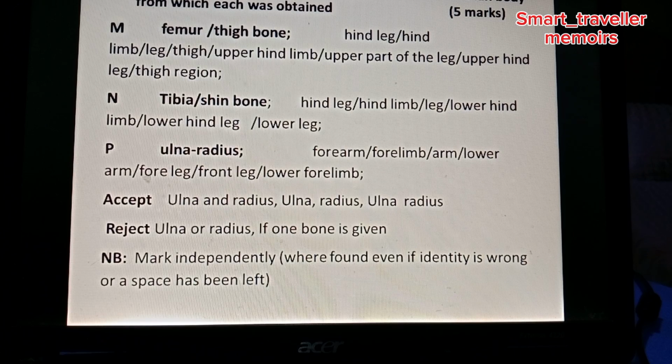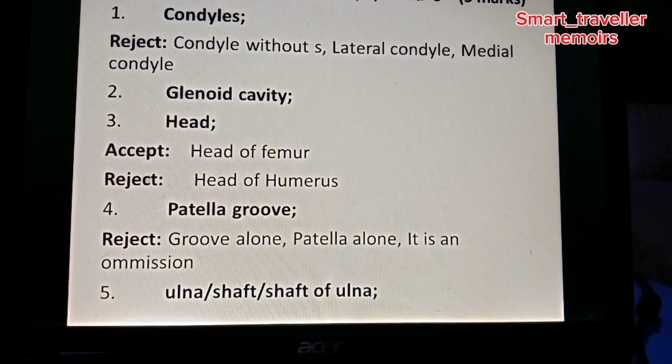All right. So up there you have ulna and radius, or ulna comma radius, or ulna radius. So never accept one bone. Mark independently where found even if identity is wrong or a space has been left. The place where the bone was found, a student can know but forget the name. So you don't tie. You mark independently.